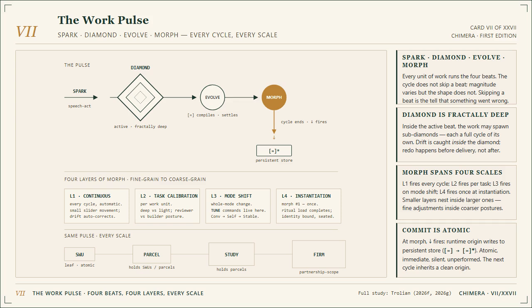And on the bottom strip, the same pulse runs at every scale. SWU story is one closed cycle. Parcel sprint holds SWUs. Study iteration holds parcels. Firm Chimera is the largest. The partnership scope. The pulse is fractal. Containment is strict. 4 beats, 4 morph layers, 4 scales, 1 architecture.